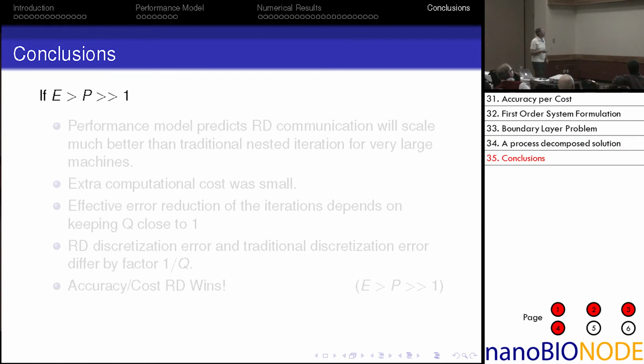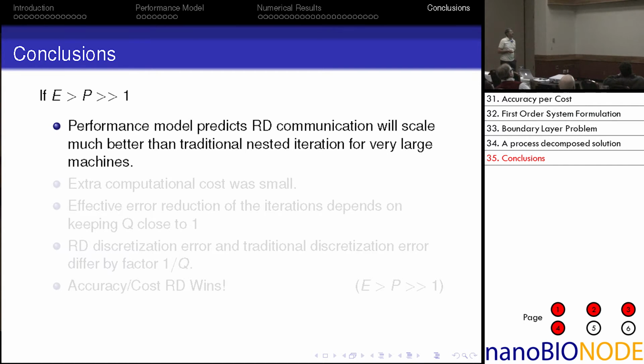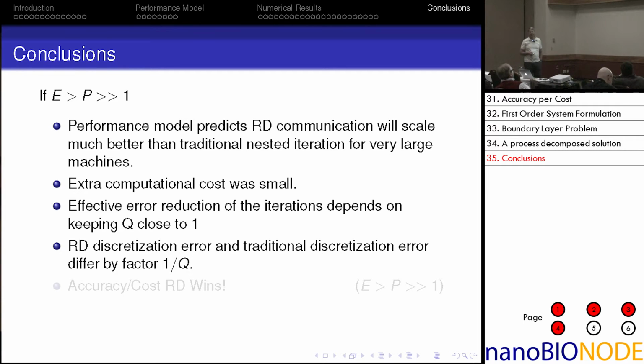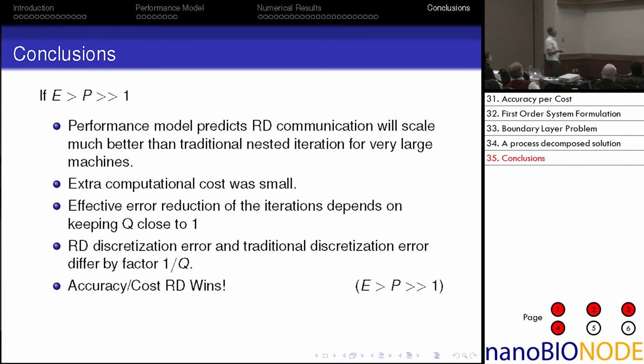So here are the conclusions. If E is significantly greater than P, then the performance model predicts that RD communications will scale much better than traditional. Extra computational cost was small. Effective error reduction on the iteration depends on keeping Q close to 1. The RD discretization error and the traditional discretization error differ by a factor of 1 over Q. You get within discretization error in 1 step of this. Amazing. I was blown away by that. Accuracy per cost, RD wins.